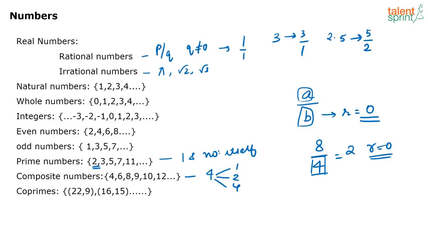Factors are numbers which will divide the given number completely, in such a way that the remainder is equal to 0.